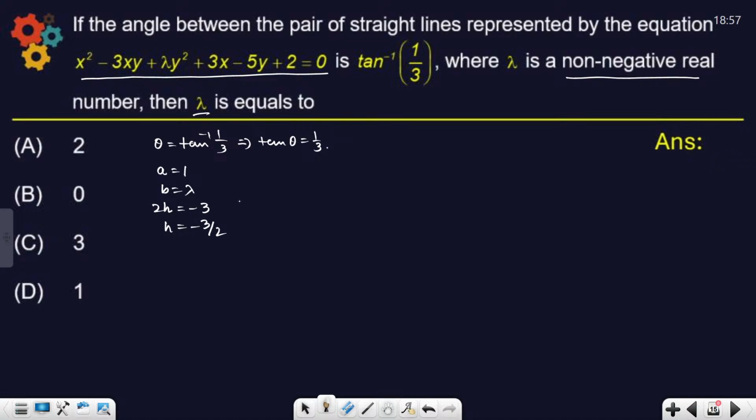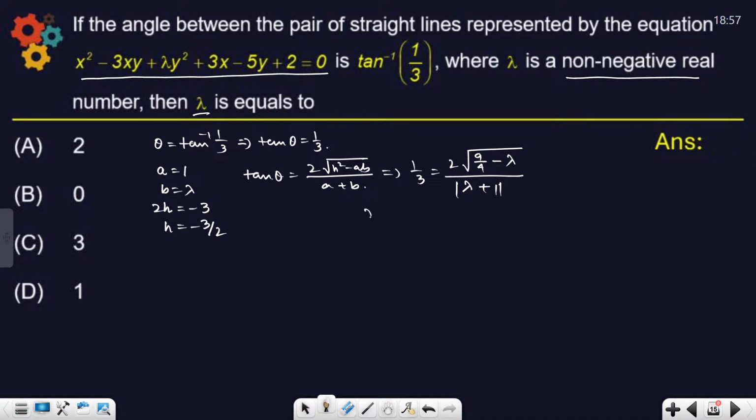Okay, so now, what is the angle between them? We have learned that tan theta is 2 root over h square minus ab divided by a plus b. So this is your 1/3 equals 2 root over h square minus ab divided by a plus b. Give a modulus sign, no problem.